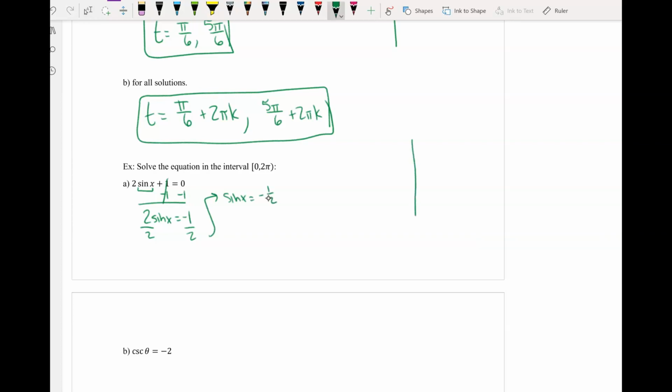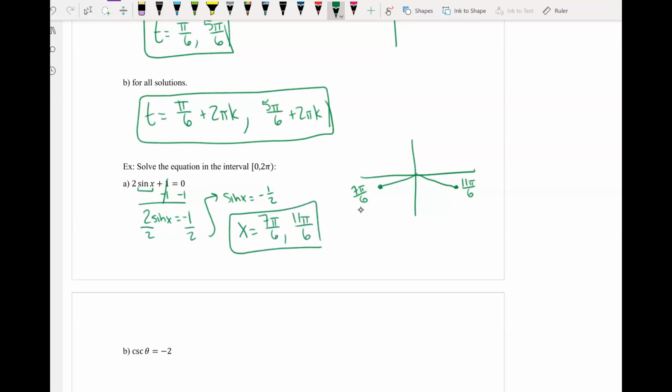Now what I've got to look at is where exactly the sine is going to be negative 1/2. Negative 1/2 is going to happen somewhere over here, which is at 7 pi over 6, and also out here, which is 11 pi over 6. Because we only wanted the interval from 0 to 2 pi, we're not going to add 2 pi k. So we're going to write x is equal to 7 pi over 6 and 11 pi over 6.